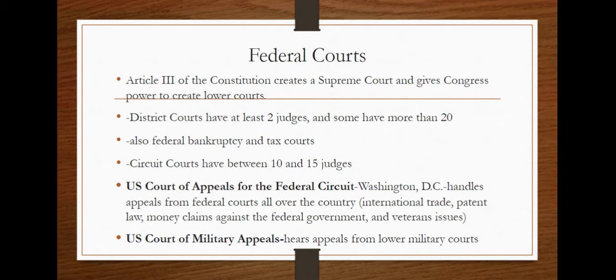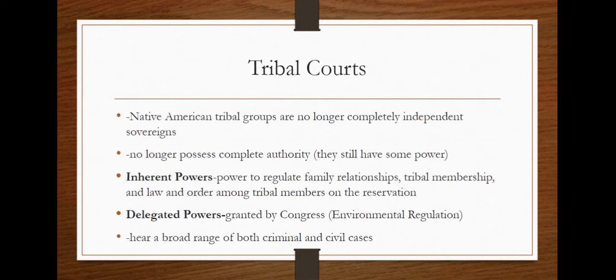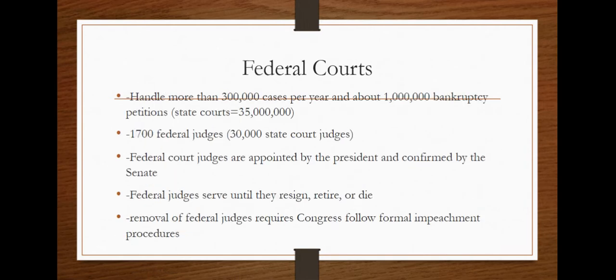Okay, now these federal courts are kind of a big deal. I'm going to go through these real quick. They handle more than 300,000 cases per year and about 1 million bankruptcy petitions. Okay, compare that to state courts. State courts have 35 million cases a year. The idea is to keep the federal courts free. They hear 300,000 cases a year compared to state courts that hear 35 million. There are 1,700 federal judges. There are 30,000 state court judges.